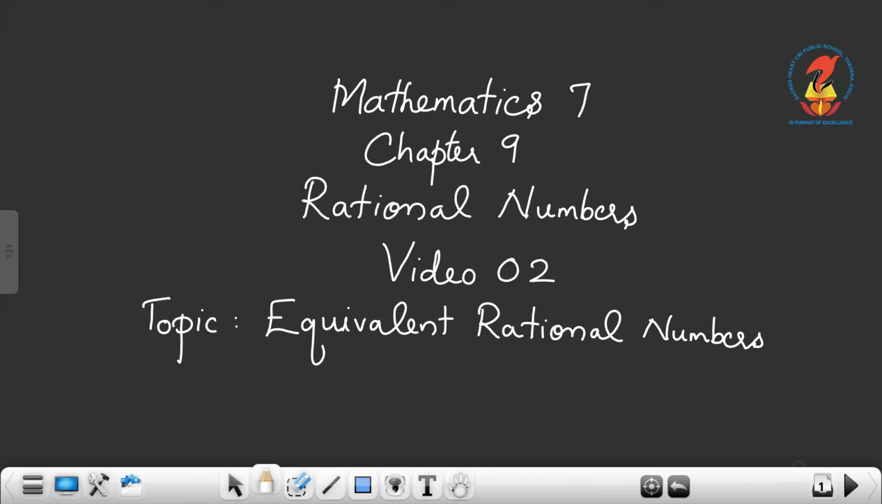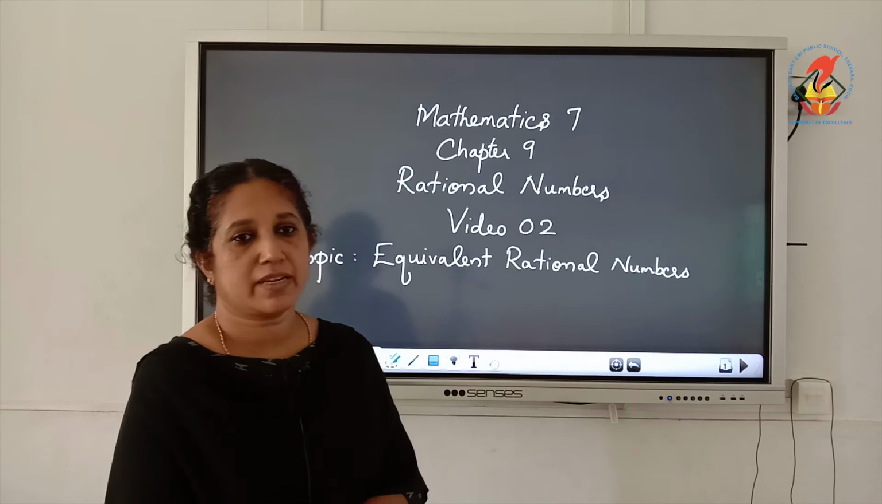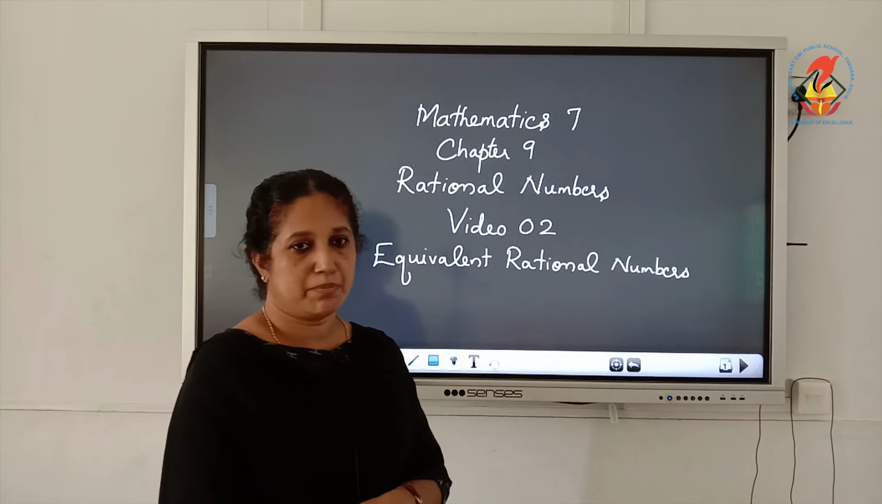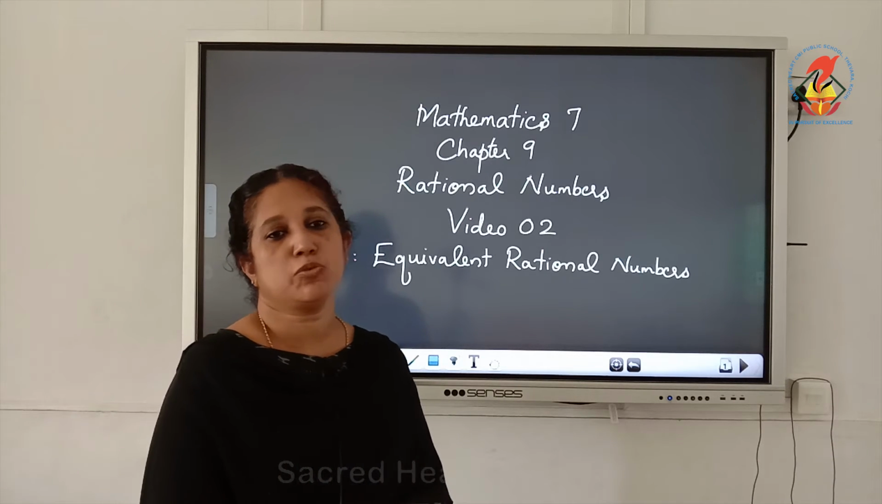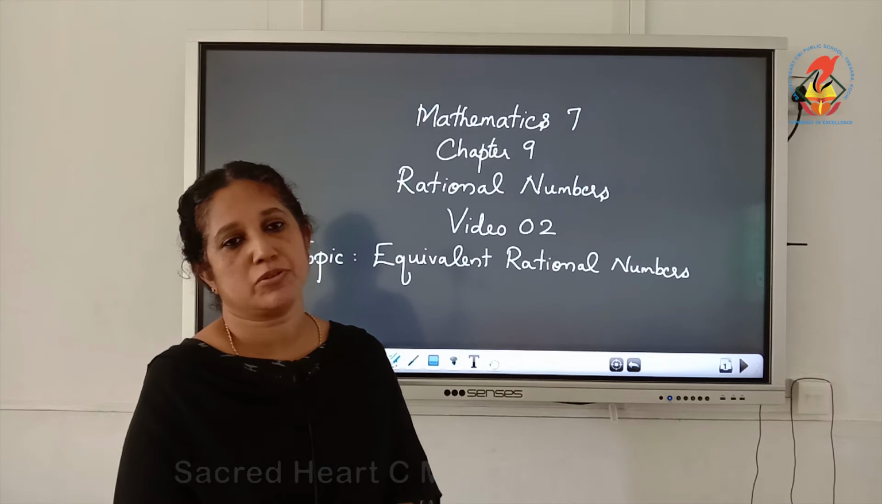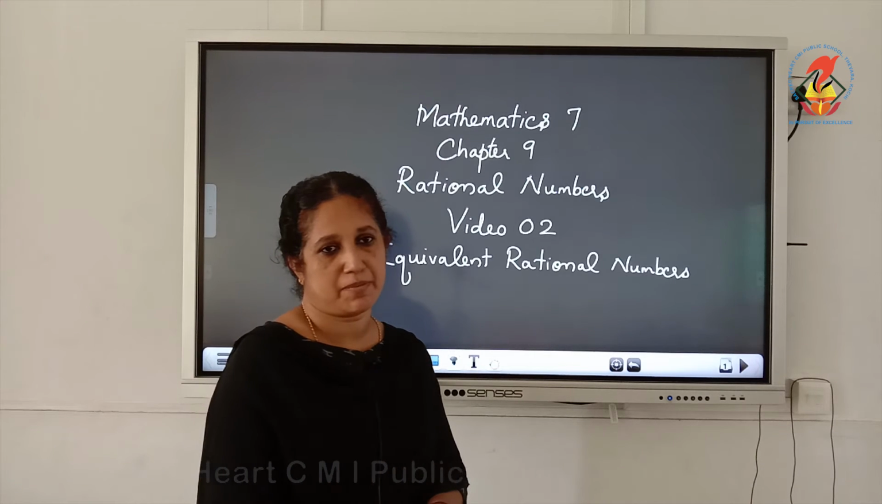Hello children, our next topic is equivalent rational numbers. Now before that, what is meant by a rational number? Any number which can be expressed in the form p by q, where p and q are integers and q not equal to 0 is called a rational number.